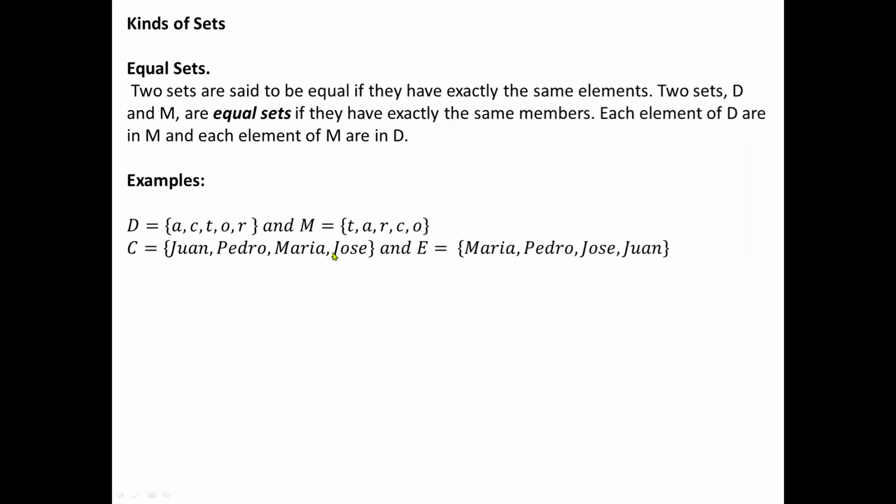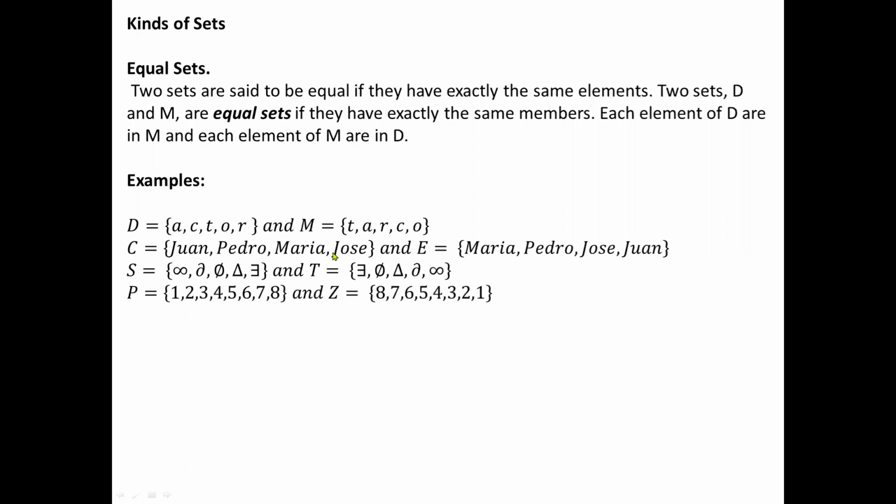Okay, anak. Pangatlo, set S and set T. Puro mga symbols. Ano mang meron ng symbol na meron si S, meron din si T, and at the same time, ganun din kay S. Set P and set Z, pareho silang meron lahat. Although hindi lang pareho ng mga arrangement ng kanilang mga elements, ang importante lang naman, ano mang meron ng isa, meron din ng isa. Kumpleto yan.